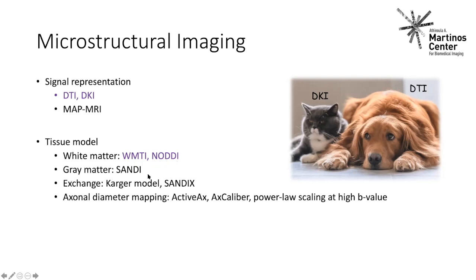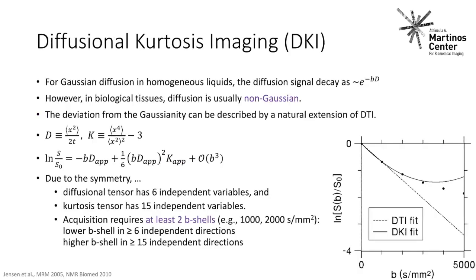And for gray matter, we have SANDI to include the soma compartment. And we can also include the exchange between neurite and extracellular space. And there's also axonal diameter mapping, like ActiveAx, AxCaliber, or scaling at high b value. There are a lot of models. It's like a zoo of models. Okay, so let's introduce diffusional kurtosis imaging.